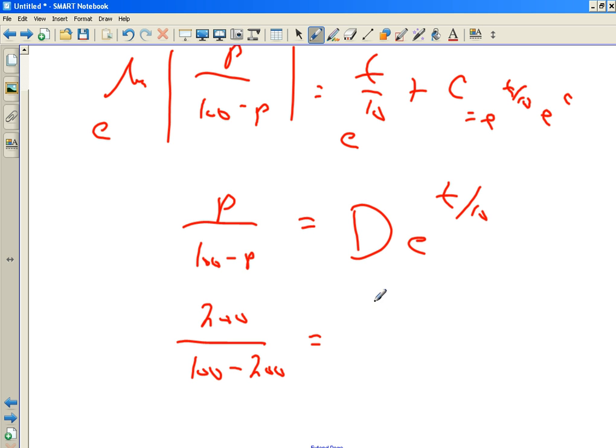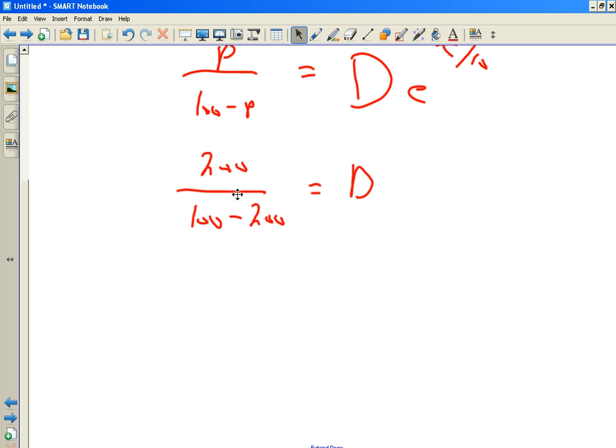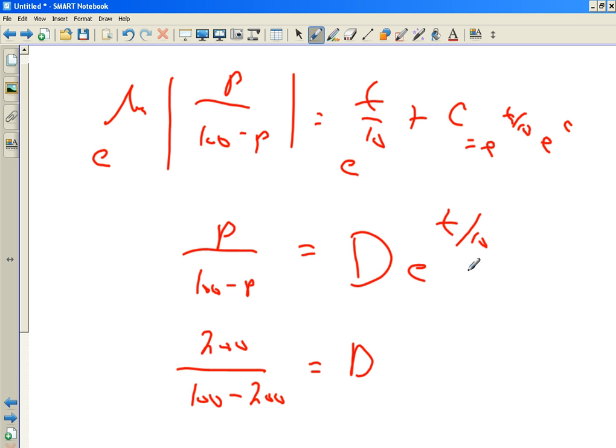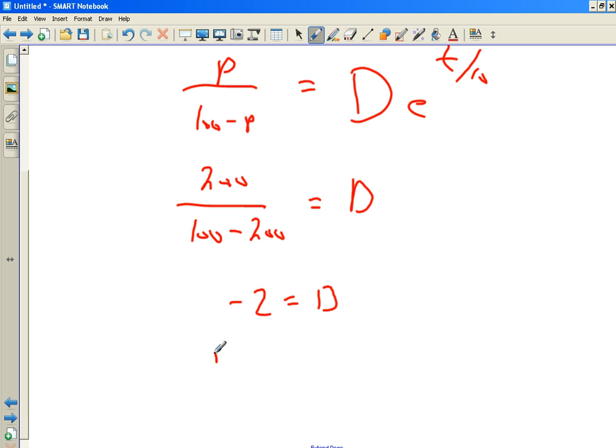Is equal to d e to the, well, what goes in here? 0. So e to the 0, that's just 1. So d is, there it is, that's d. Okay. So you have 200 over negative 100 is negative 2. Is it negative 100 on the bottom? So 200 over 100 is 2, and it was negative. So negative 2 is d. So the general solution to that logistic curve is this.